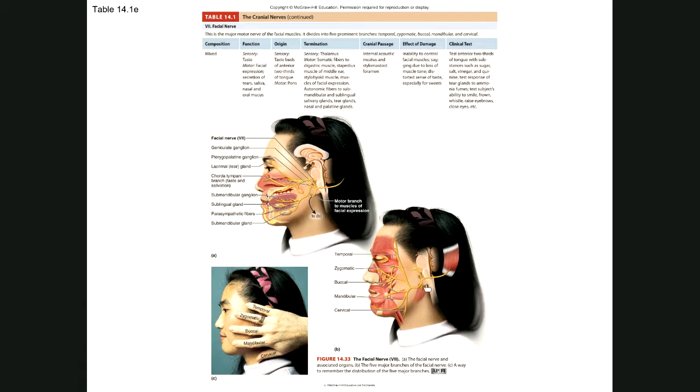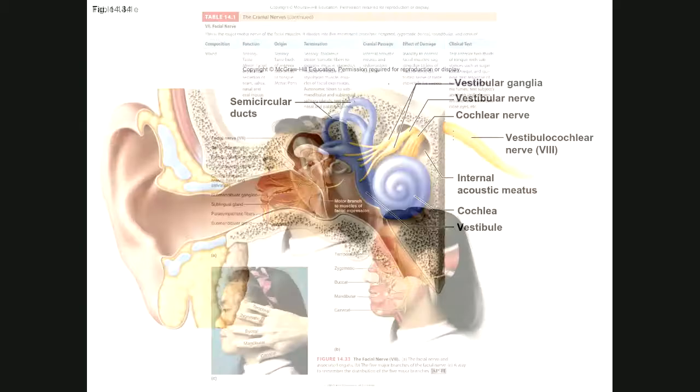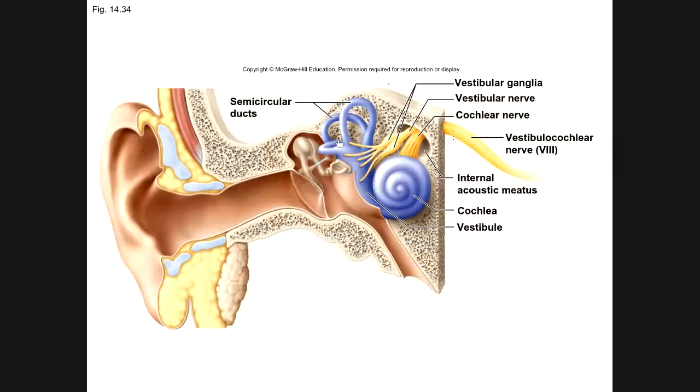Sensation to what? To taste with the anterior part of the tongue. So tasting is a function of the facial nerve. And then you go through the list. We have here another nerve that is purely sensory. This is the auditory or vestibulocochlear nerve.